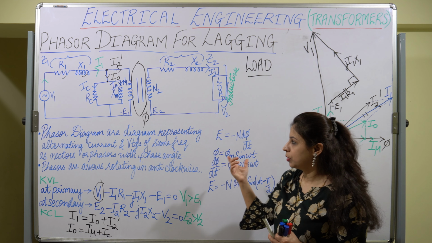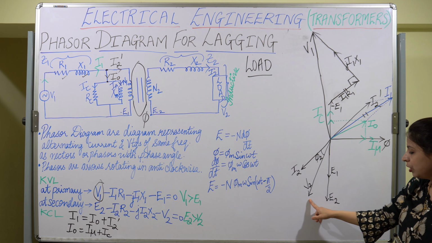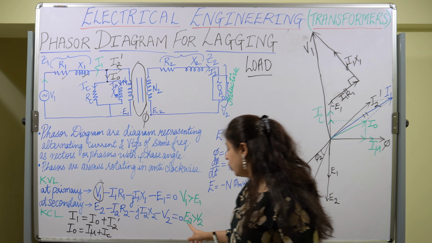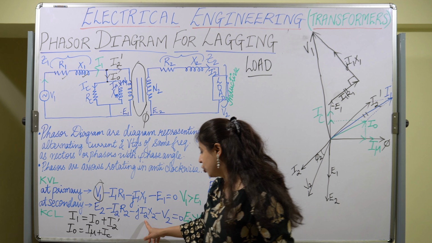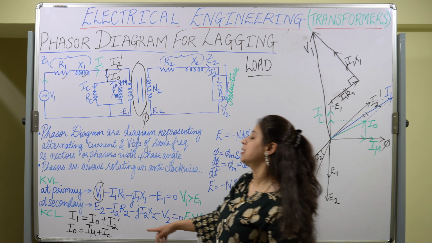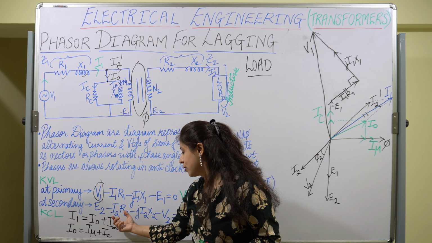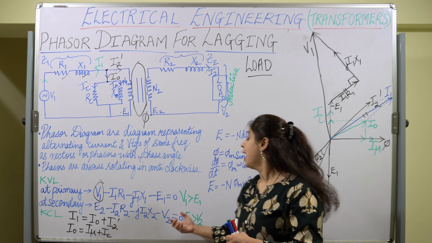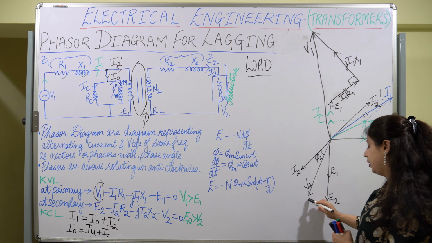Now let us start with the secondary side. At the secondary side we have got V2. Now we can clearly see over here that E2 minus I2 R2 minus j I2 X2 minus V2 is equal to 0. That means E2 is the vector sum of the voltage across the secondary resistance, the voltage across the secondary reactance, and the terminal voltage V2. So V2 is already over here.